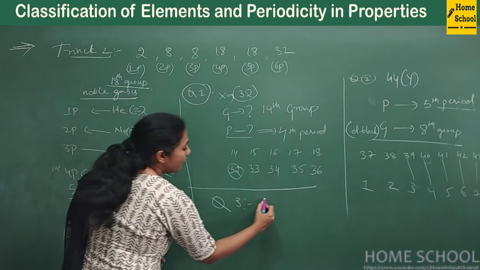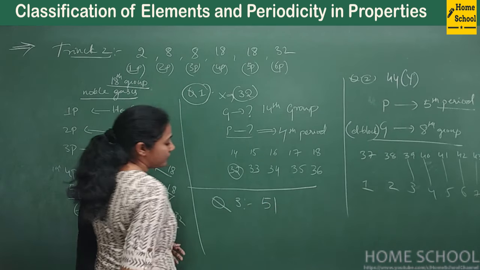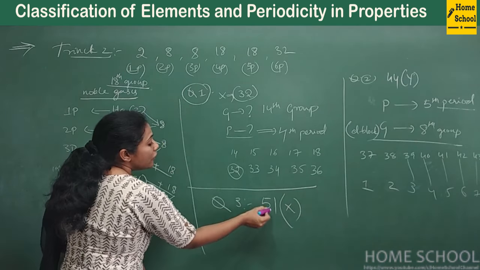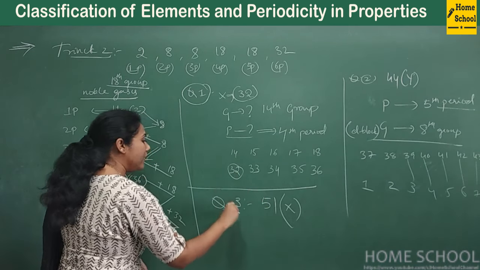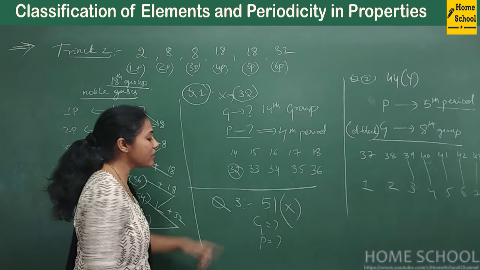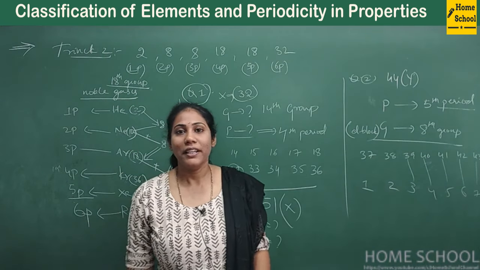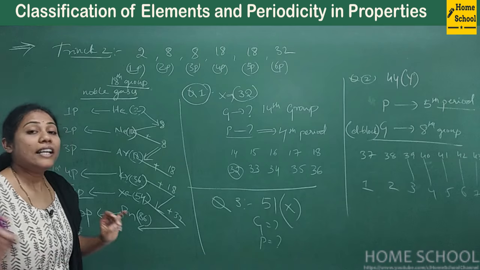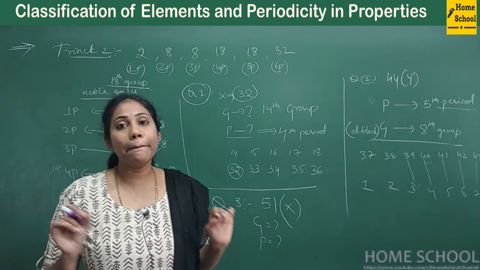Okay, some element X with atomic number 51. So tell the element's group number and period number. So post the answer in the comment section. Right? So hope you understood this trick number 2. Fine. Now let us go for trick number 3.